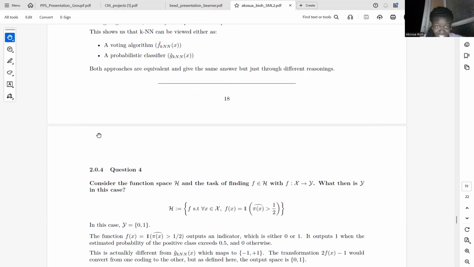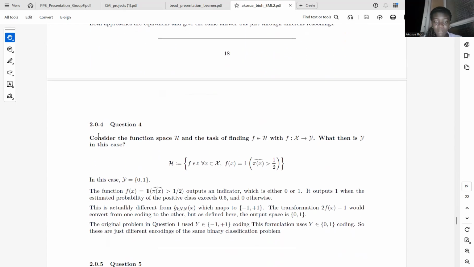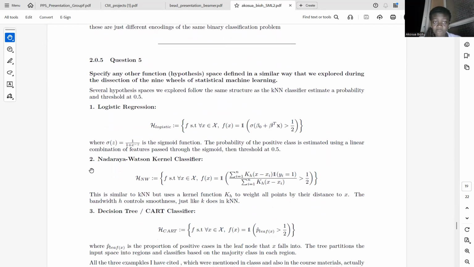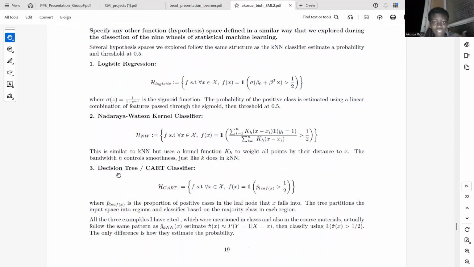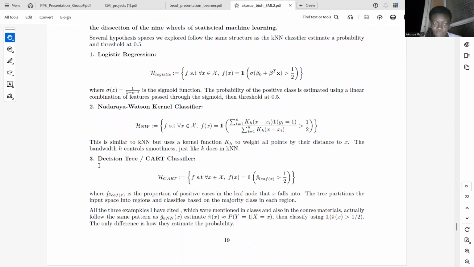For the hypothesis space, y is equal to 0, 1, because we are using an indicator and that outputs 0 or 1. And we have other methods that act like this kernel: logistic regression, Nadaraya-Watson, and the decision tree. They work the same way. They all estimate a probability and check if it's above 0.5. They just estimate that probability in different ways, but they are working the same way.